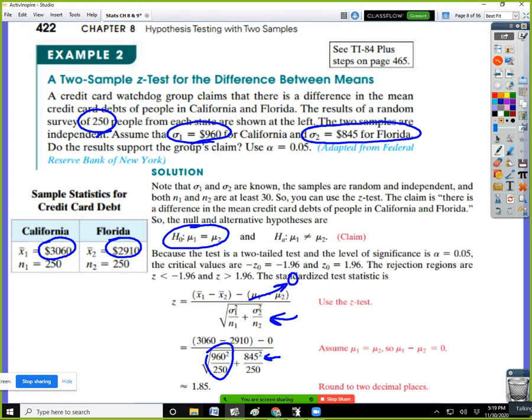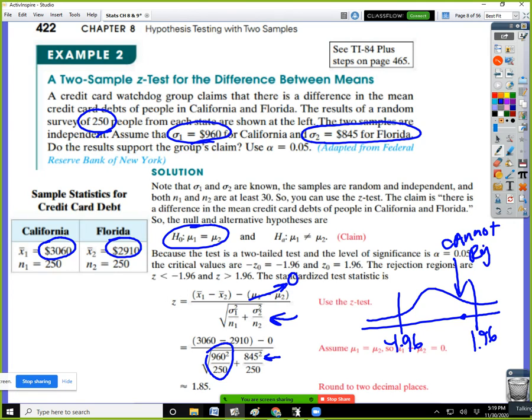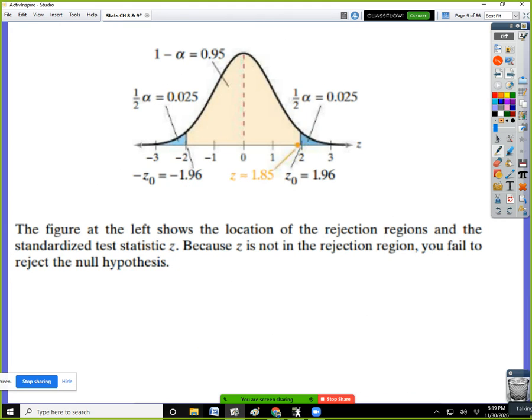Now, let's think about this a minute. We had 1.96, and we had minus 1.96, and my number's at 1.85. Well, that's only right here. So I cannot reject the null hypothesis because I'm not in the reject region, am I? I'd have to be over here or over here to reject. Does that make sense? So since my 1.85 is not in that, I don't get to reject.